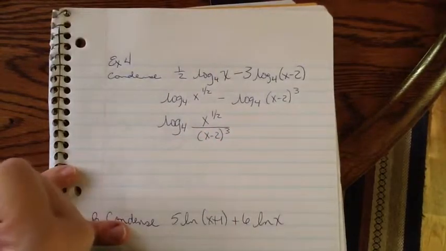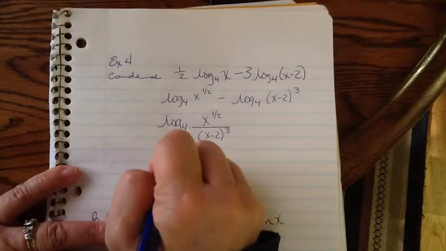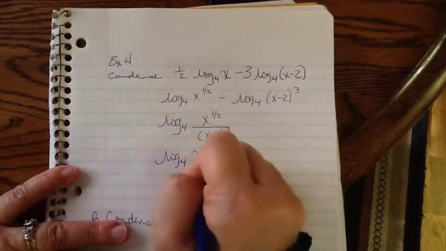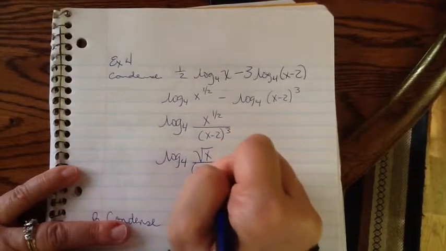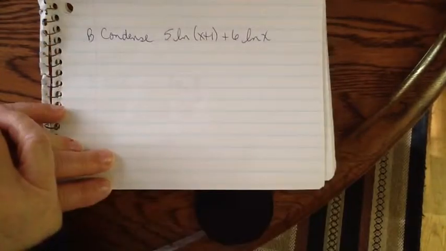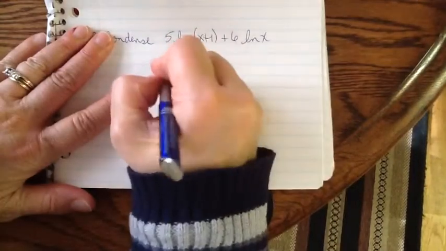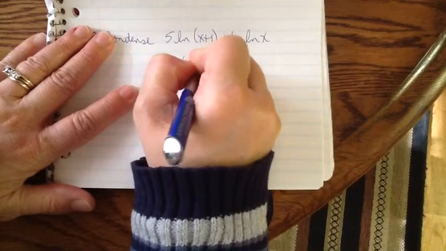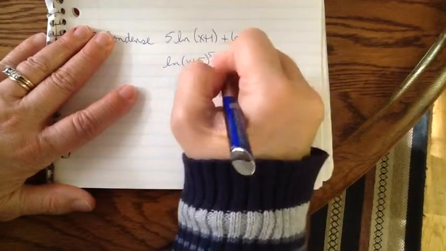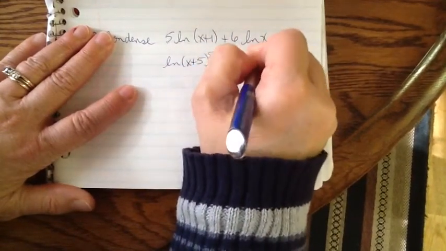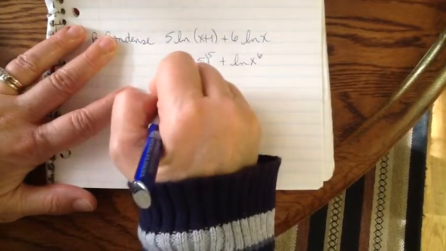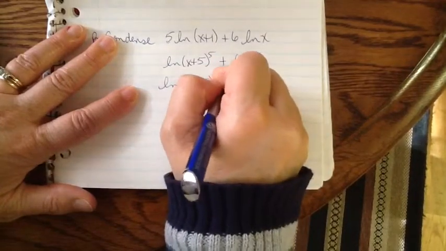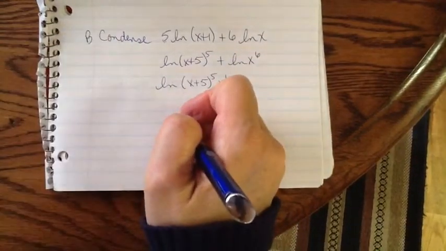Now if I wanted to, I could rewrite this. It's not necessary, but if I wanted to, I could rewrite it as the square root of x divided by (x minus 2) cubed. Now we're going to condense this one, again using those same properties. If there are numbers in front, I can raise it to a power, plus ln x to the 6, and if these are added, that must mean that the arguments were multiplied. And so now this is what I have, and I'm done.